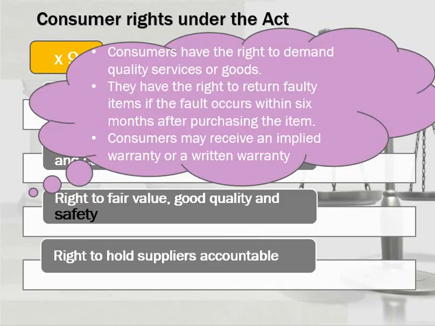Next, the right to fair value, good quality, and safety. So the key word here is really that issue of things being safe. Consumers may demand quality service or goods. So if you bought something and you feel the quality is inferior, you may go back and say it needs to be of a better quality. They may receive an implied or written warranty. You may cancel or renew fixed term agreements. You need to be informed about any hazardous or dangerous items within a product.